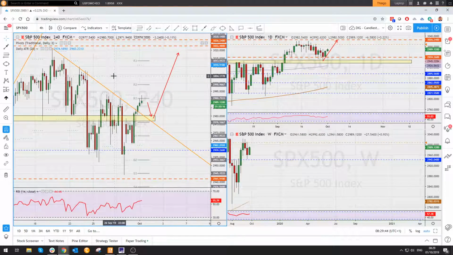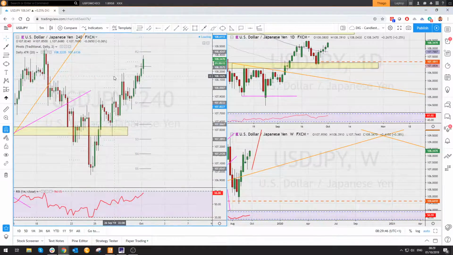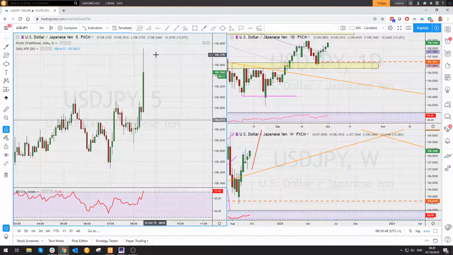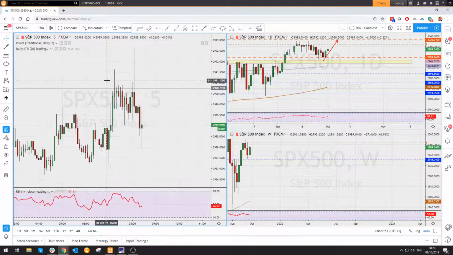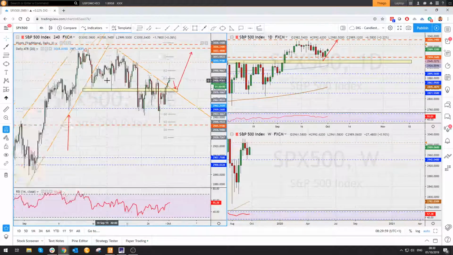Right now, oh, the dollar yen just spiked. Look at that. Bloody hell. A 10 pip pop on the dollar yen for some reason. Anyway, so that's what I think on the dollar yen long term.